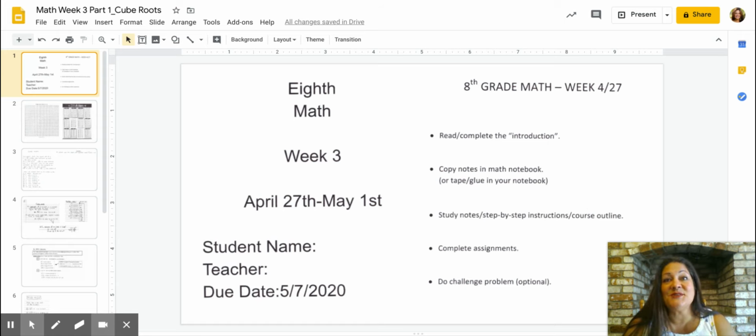Hello and welcome to week 3, part 1. This week we are getting into cube roots to get us ready for volume.